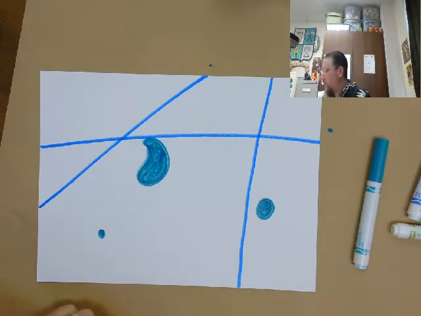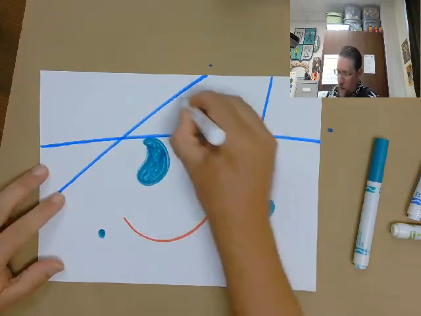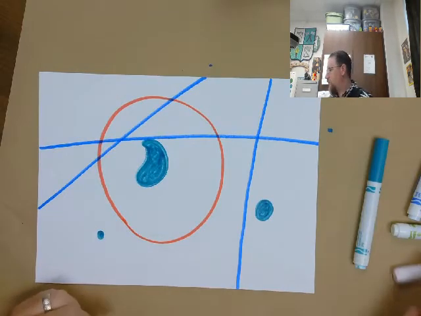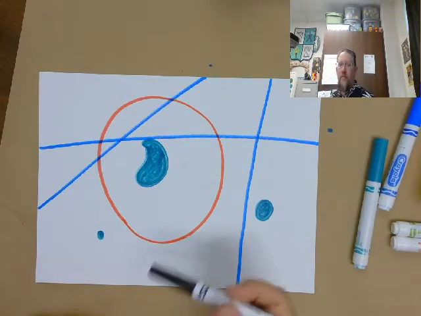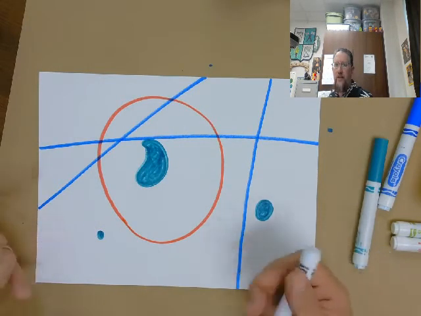All right. Change colors. Let's draw 1 big circle anywhere on the paper. Remember, circles don't have to be perfect circles. They can be irregular. Okay, so far we have straight lines, dots, and circles.